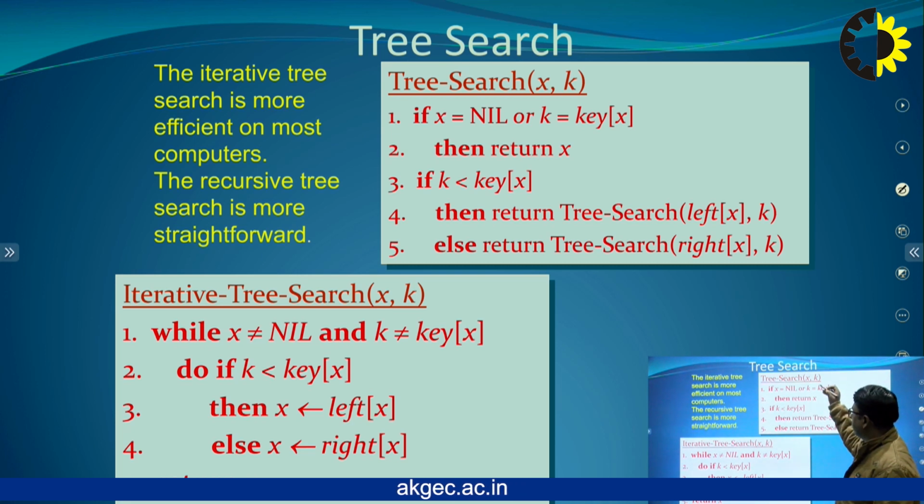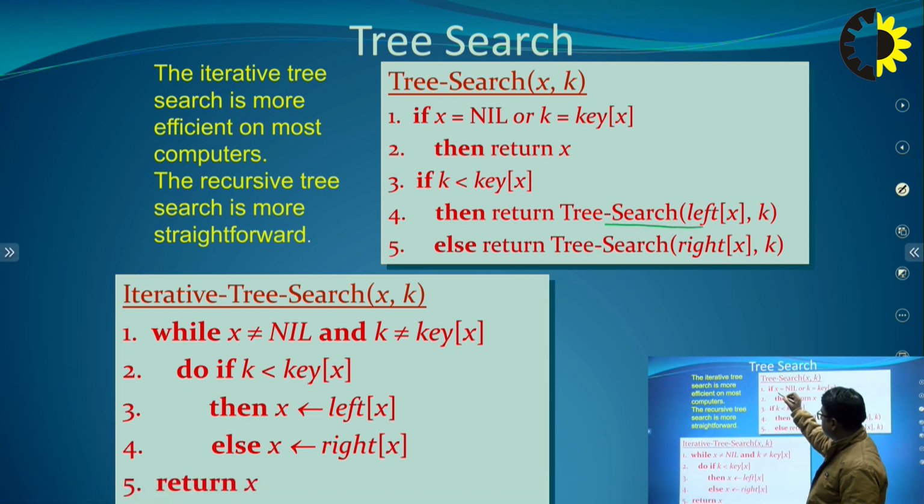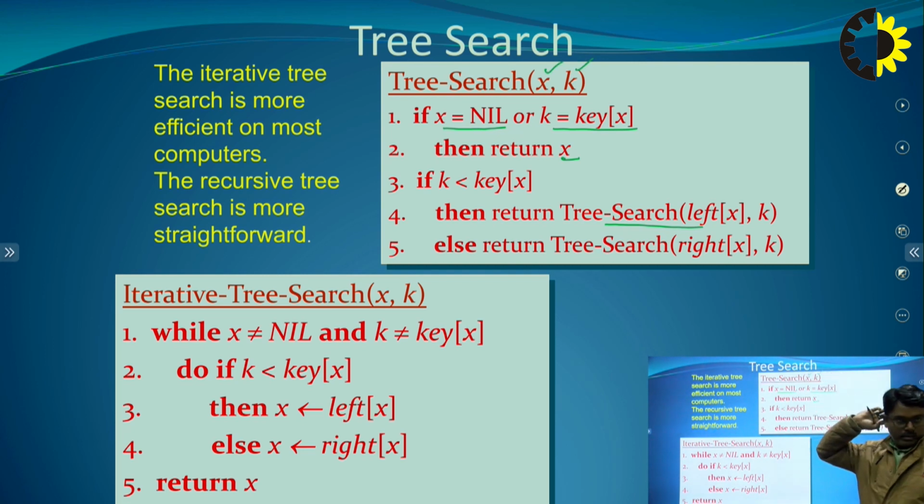In the case of the recursive call, we have to check initially that x is equal to nil. If x is equal to nil or k is equal to key of x, then we have to return x. Means in tree search, there are two arguments, x and k. x is the tree, that is the binary search tree, and k is the element that is to be searched here.